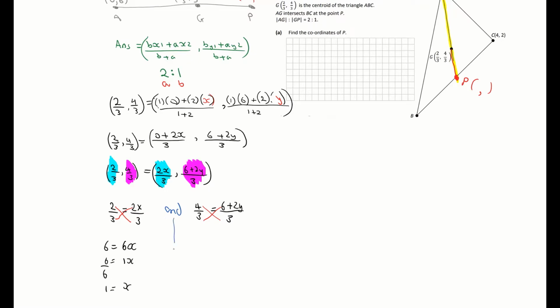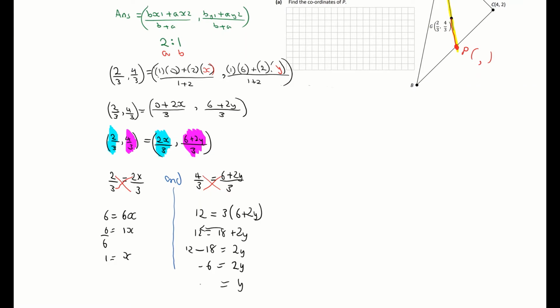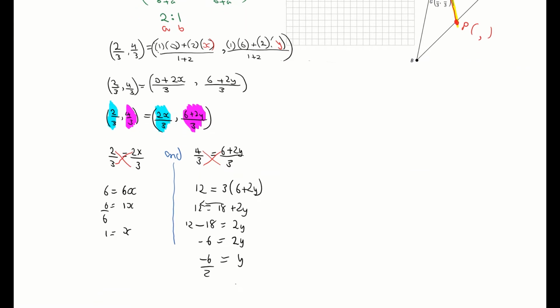On the right hand side, again I don't need to cross multiply because they're both over 3, but I am going to do it nonetheless to practice. It's 4 times 3, which is 12, equals 3 times 6 plus 2y. So 12 is equal to 18 plus 2y. Take 18 away from both sides, which gives me 12 minus 18 is equal to 2y. So 2y is equal to minus 6. I need to get the value for just y, so I divide across by 2. So y is equal to minus 6 divided by 2, which gives y equal to negative 3. So there are my two answers: x is equal to 1, y is equal to minus 3.